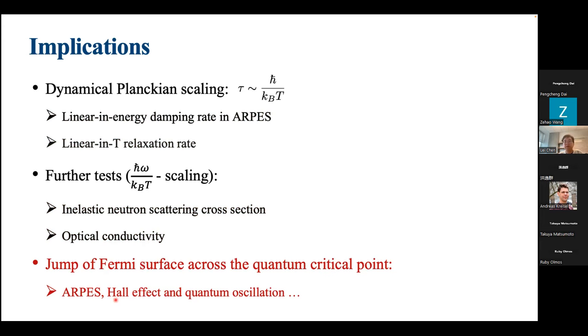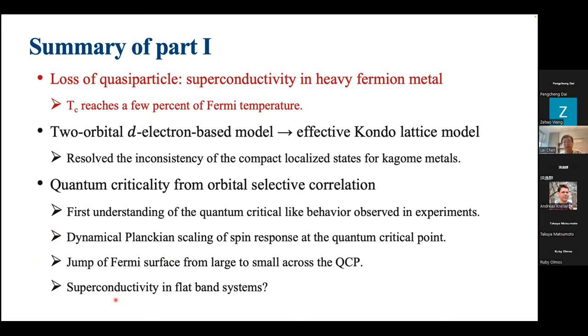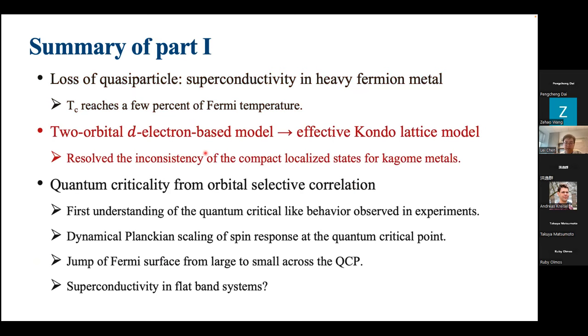And here is a summary of the first part of my talk today. We first studied the quantum critical behaviors in a heavy fermion system and discussed how the loss of quasi-particles is going to influence the superconductivity phase. And then we turned to the flat band systems. We successfully mapped this flat band system into an effective Kondo-lattice description, but the orbitals here are no longer the f orbitals or the atomic orbitals. Instead, they are molecular orbitals, which spread across several atomic sites.